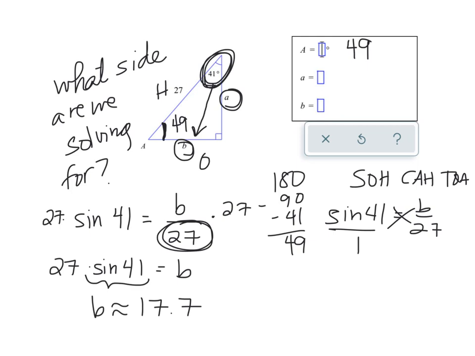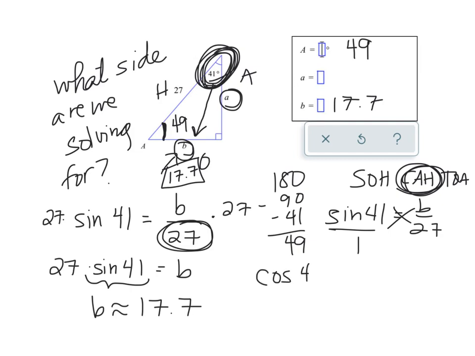And I'm not sure what the directions say to round to. So that'll give us this side here, B, 17.7. And we can do the same thing to find A. But if we're still using this angle, this would be the adjacent side. So now I have to use cosine.